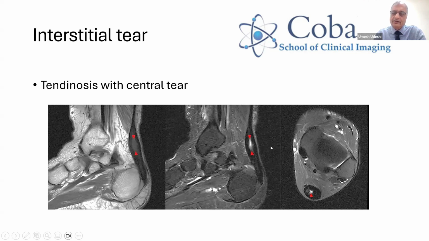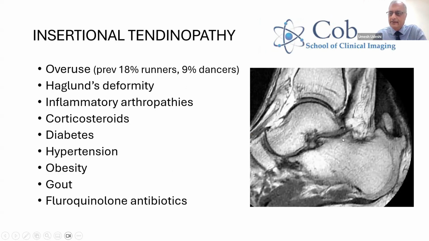It's not reaching the surfaces. And here's the actual image showing you that central tear, loss of the anterior concavity of the tendon. So that's an interstitial tear. It's an intrasubstance tear.